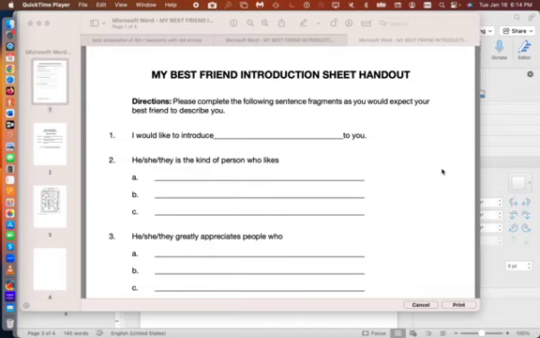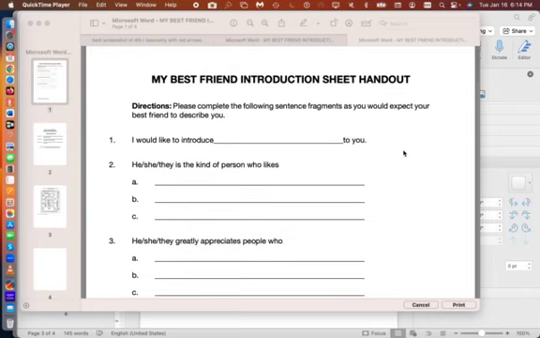Now, in our previous episode, we discussed a group relationship activity called the Circles of. And in today's episode, the one right here that we're showing, we will describe the procedure for introducing my best friend introduction sheet handout, which is another group relationship building activity, which you see right here.